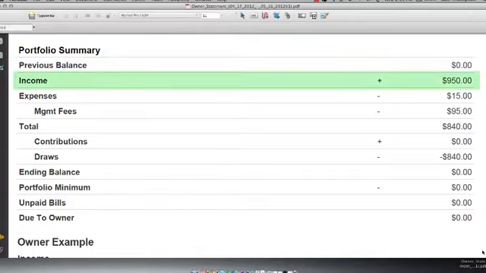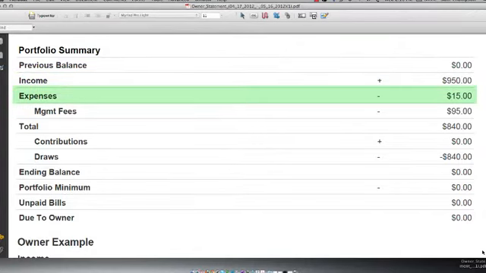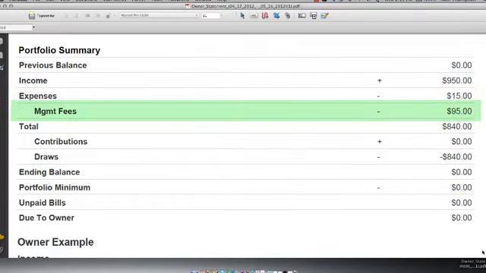The next line, income, is the amount of income collected for this portfolio during the statement. In this situation, $950. Following income are the expenses. The first expense line is a total of all expenses for the portfolio that are not management fees. Management fees are broken out as a separate expense on the following line.